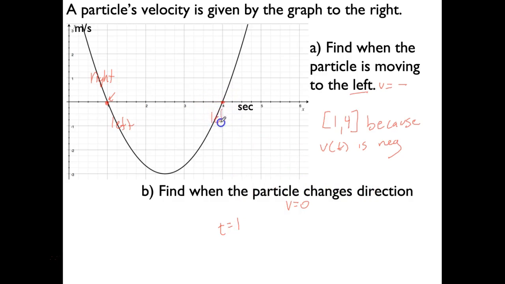Let's see this place over here. It's moving to the left, and then it switches to having positive values, so it's moving to the right. So at t equals 4 is also where it changed direction. And we can say that this is because the velocity changed signs. Yeah? Okay, now let's start talking about what we're here for, speeding up and slowing down.